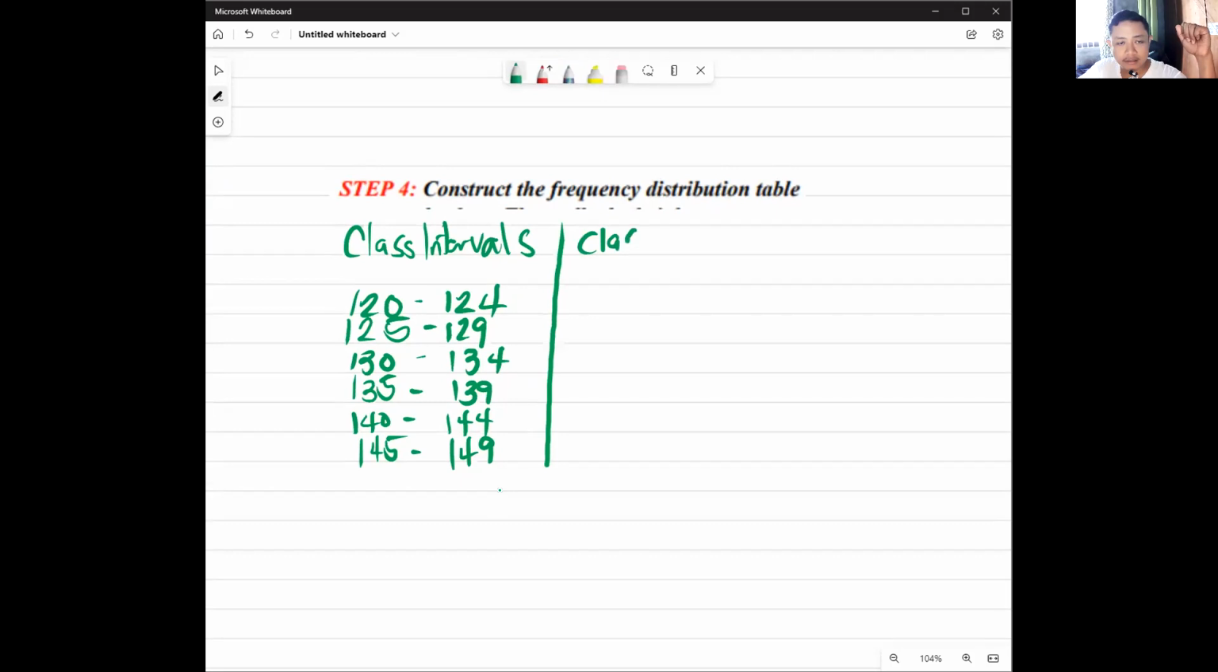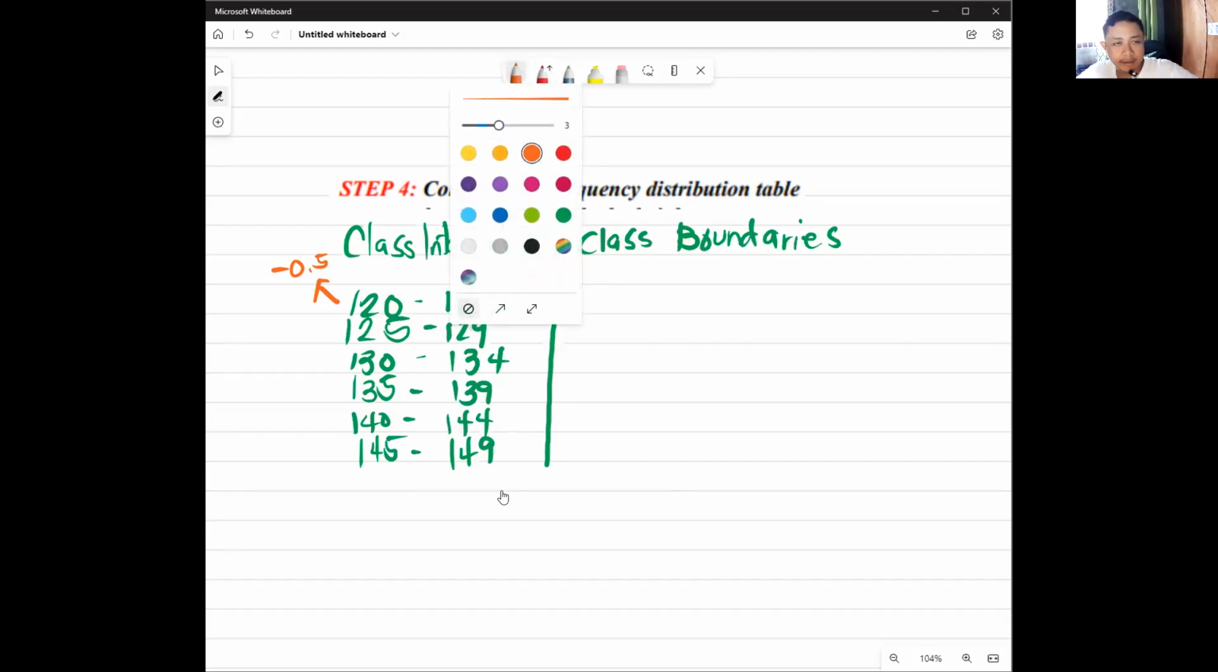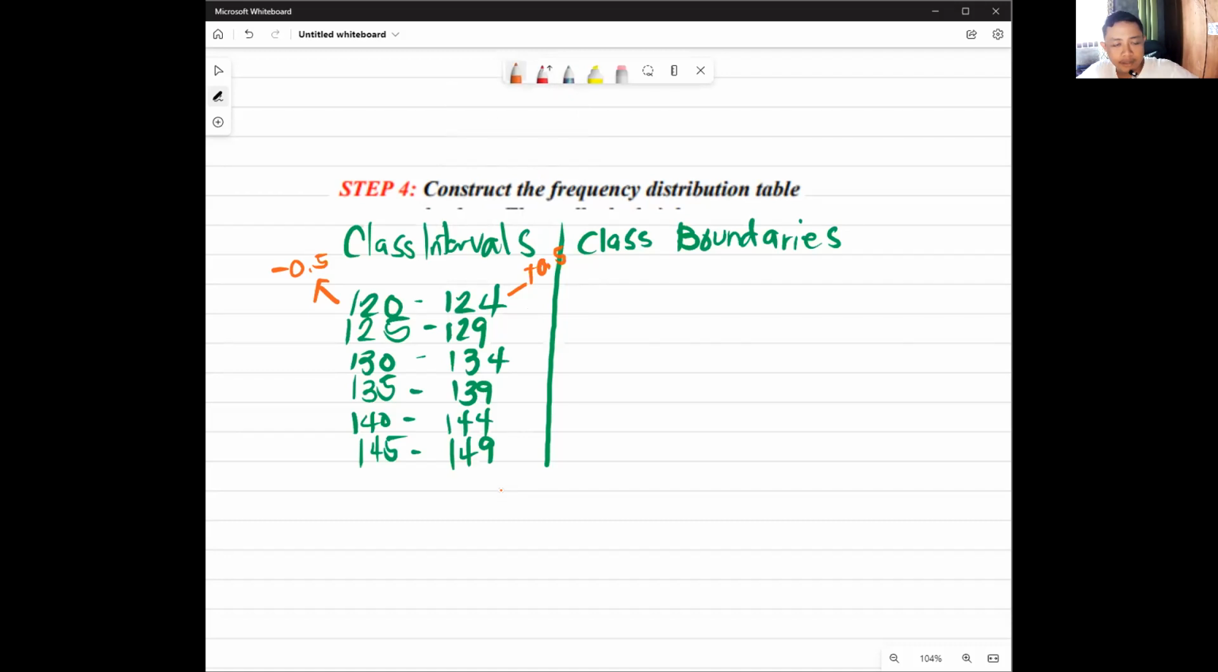Next is the class boundaries. Madali lang to. Minus 0.5 tsaka add 0.5 lang tayo. Okay? So, minus 0.5 dito. How is this? Minus 0.5. Ito naman, plus 0.5. Okay? How is this? So we will have here, orange na lang para madaling gawin. So minus 0.5 sa 120. So that's 119.5 to 124.5. O, ganun lang siya.